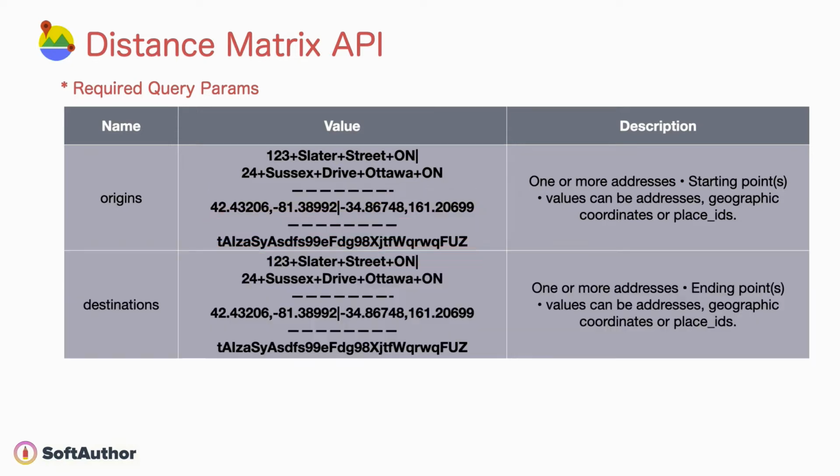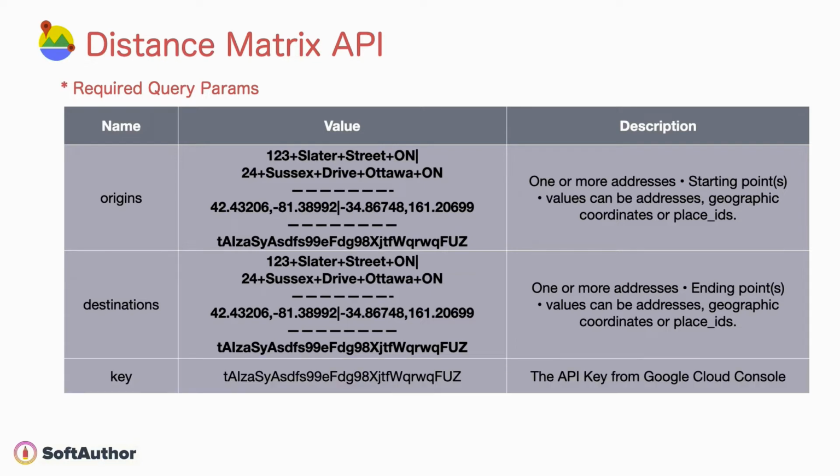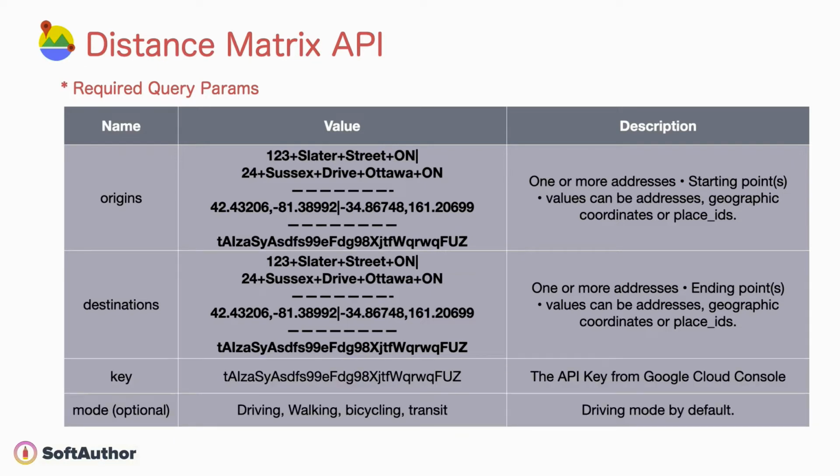The next parameter is destinations. Similar to origins, you can add one or more addresses to the destinations parameter, separated by a pipe sign. This will be the ending point for calculating distance and duration. Again, this can be one of the three formats I have mentioned here. The third one is the key, which is going to be your API key from the Google Cloud Console. And the last one, mode, which is optional.